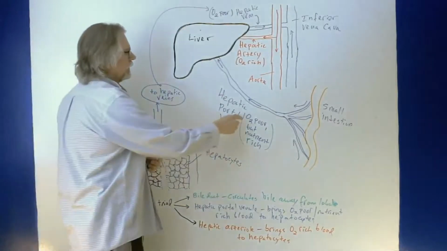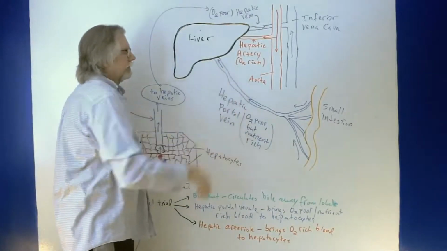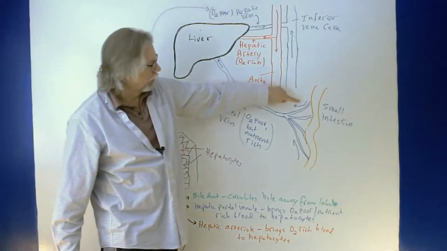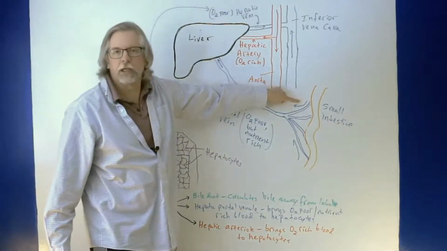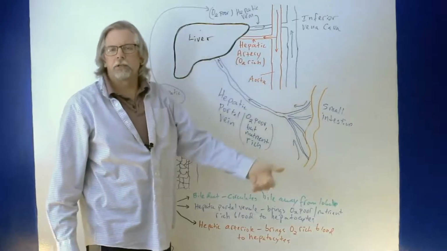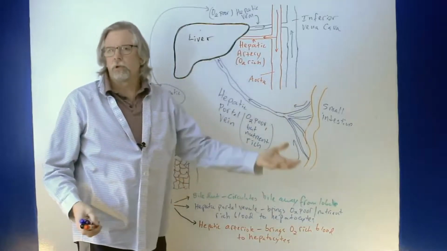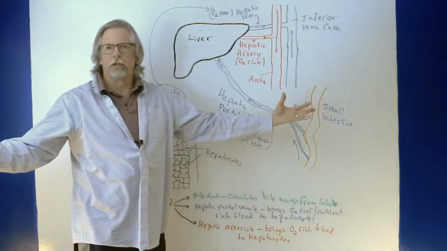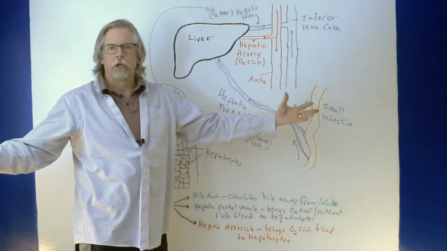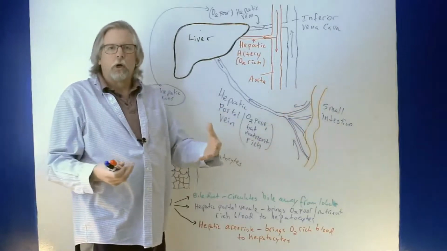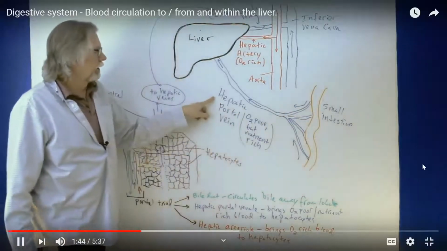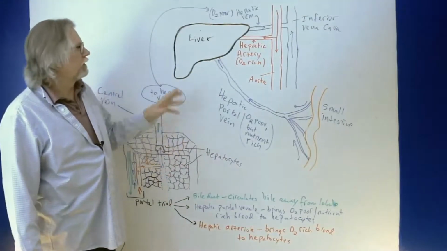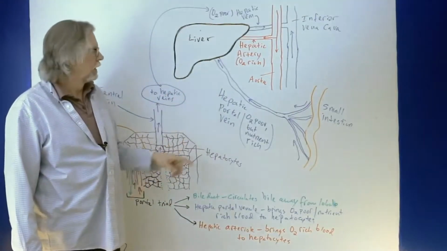There's another vessel bringing blood into the liver. This vessel forms by merging of vessels that drain the intestines: small intestine, large intestine, also part of the spleen and the stomach. So there's a huge network of blood vessels from all of those organs that are going to merge into one main vessel called the hepatic portal vein. This is the third of the three major types of vessels involved.